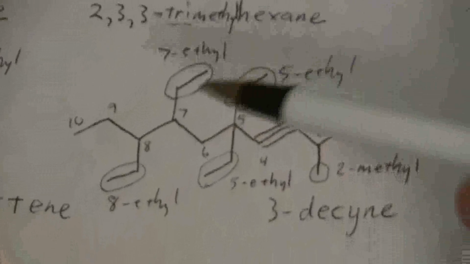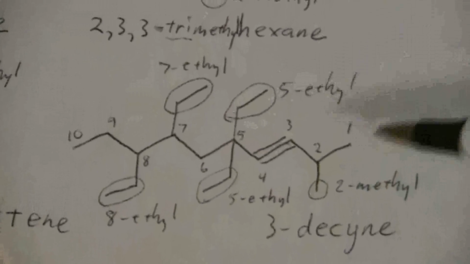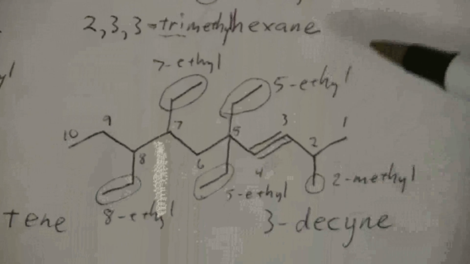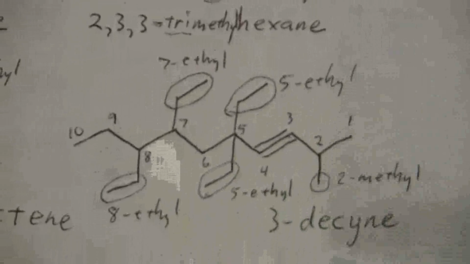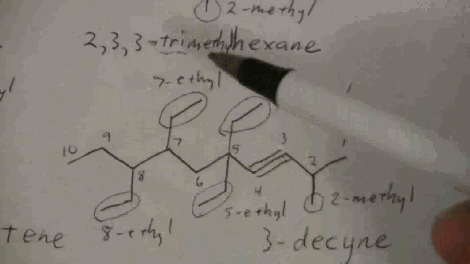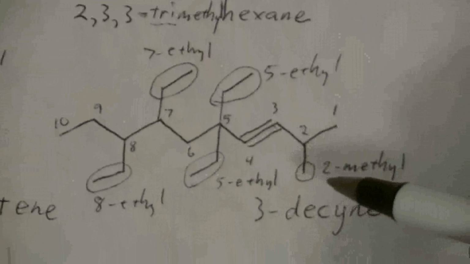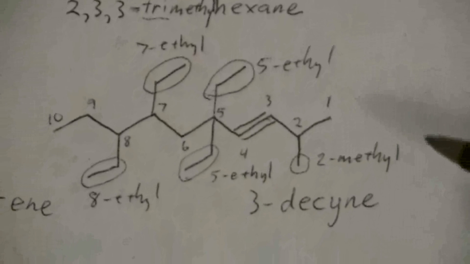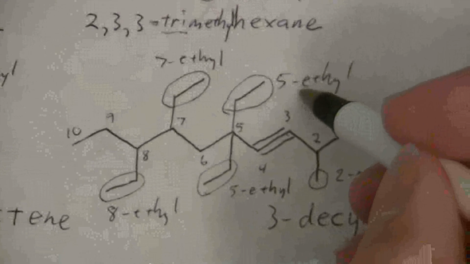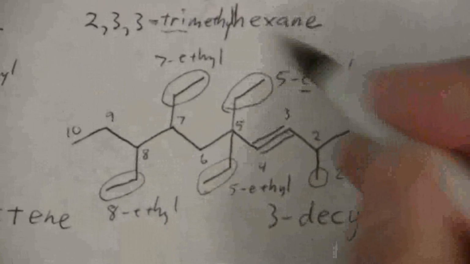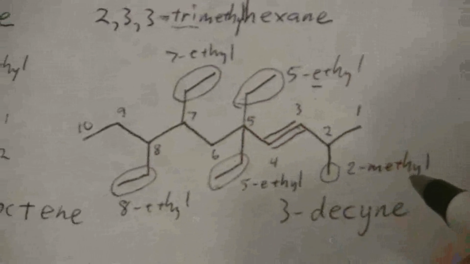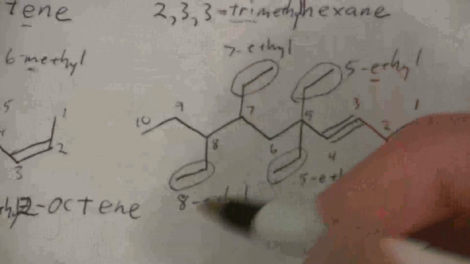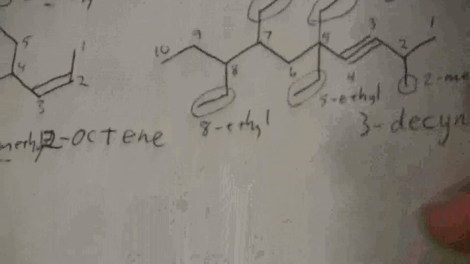Remember, like I did last time, I'm going to group all the ones that have the same name. Here I have ethyl, ethyl, ethyl, ethyl. So this is going to be a tetraethyl, and then I have 2-methyl. Since these are all ethyls, I'm going to name the ethyl first and then the methyl. So what I have here is going to be 5, 5, 7, 8 tetraethyl.